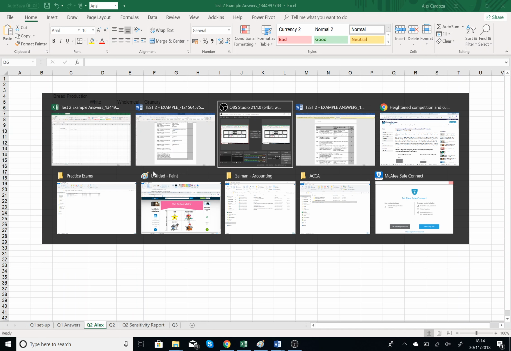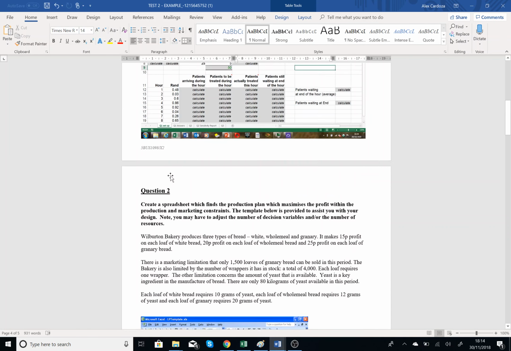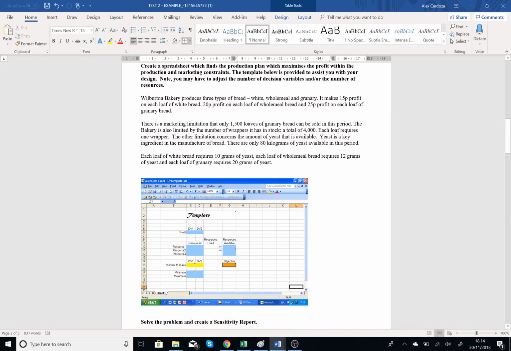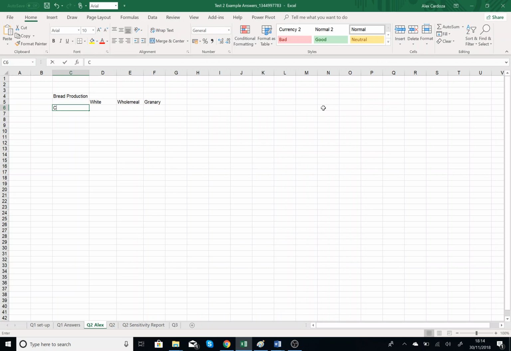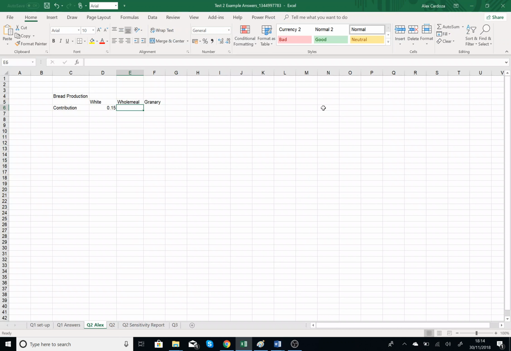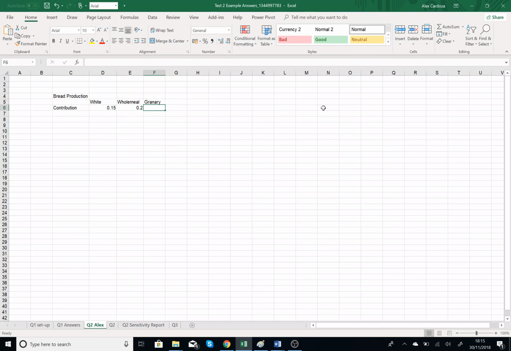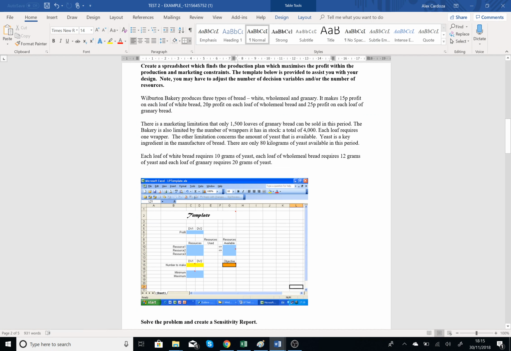Let's go back to this one. So we set it up like this. And then we want our contribution here. That's 15p on white, 20p on wholemeal, 25 on granary.